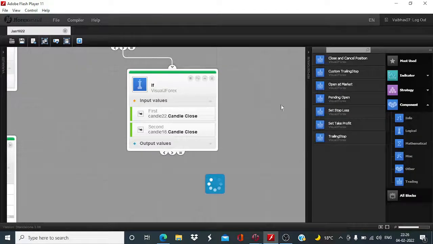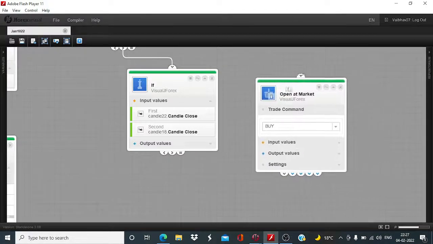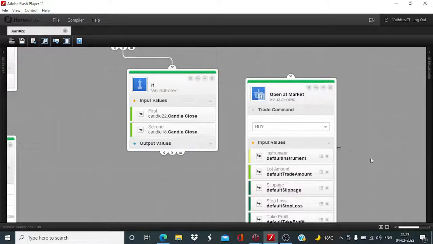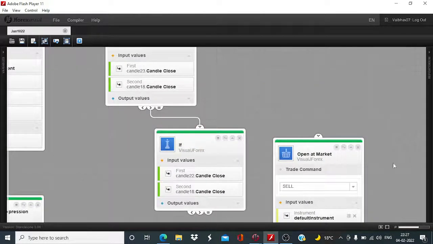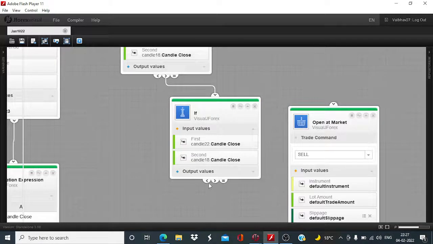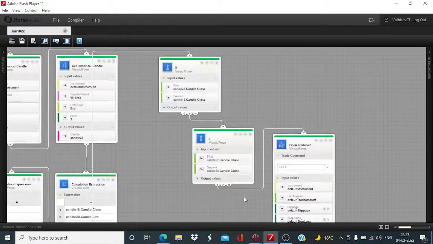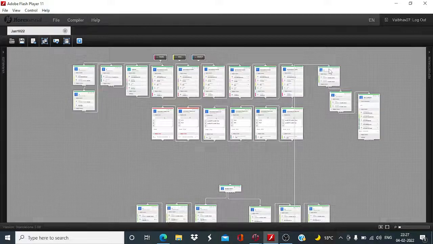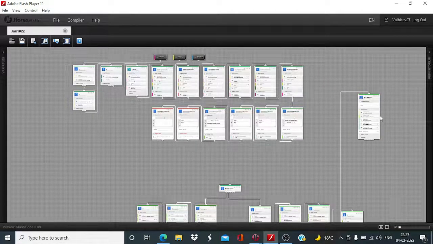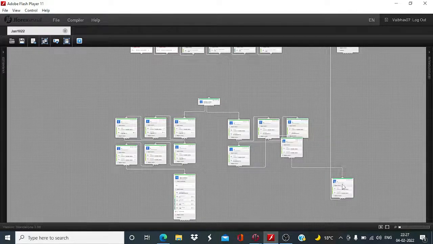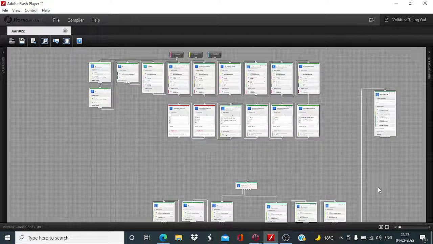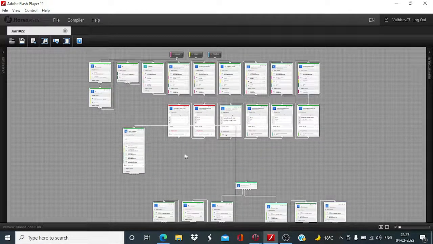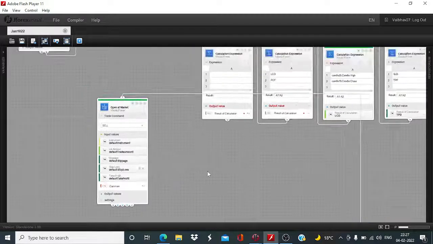Open at market, buy, sell, first input less than second input. Now let me place these two big blocks on the lower side. And now we also have to define the input parameters for this trade command block.